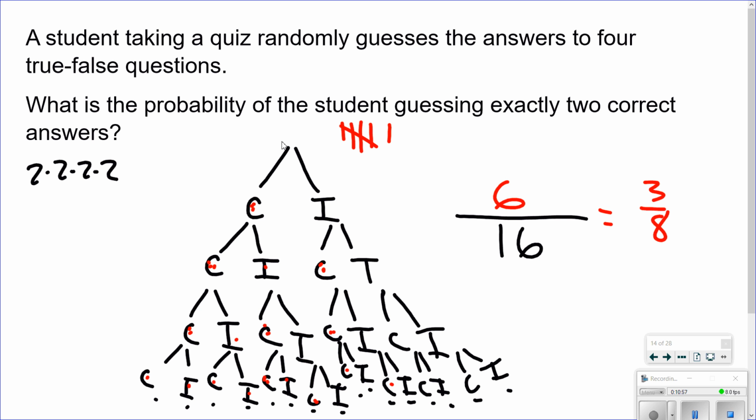If you want to, you can grab a calculator and divide that. 3 divided by 16 comes out to be 0.1875. So you can write it that way. If you want to write it as a percent, any one of those ways are acceptable ways of writing that answer.